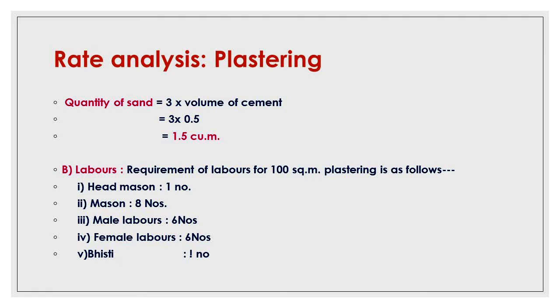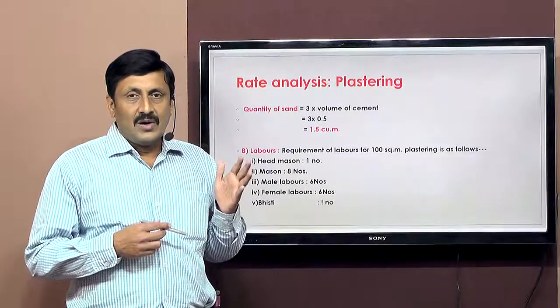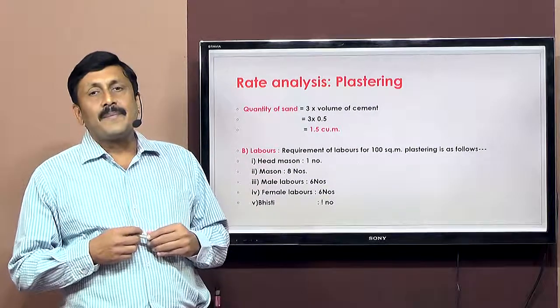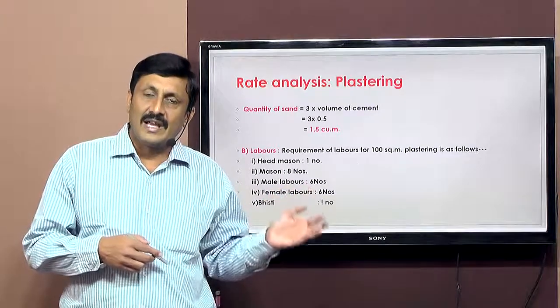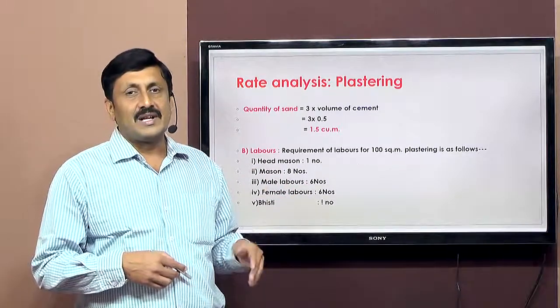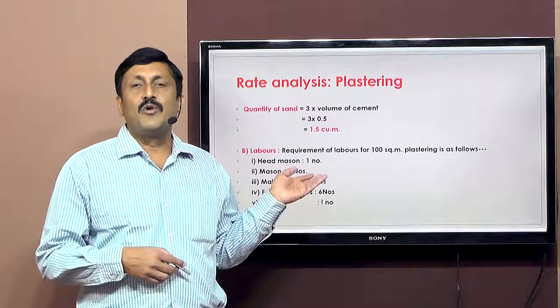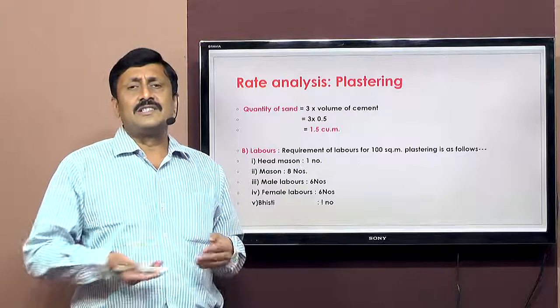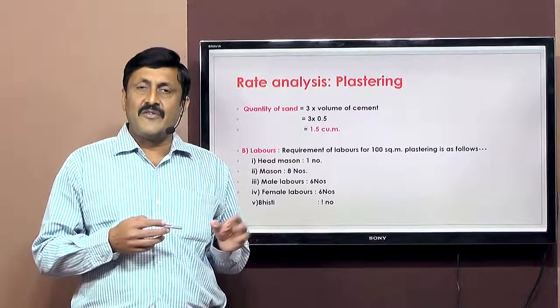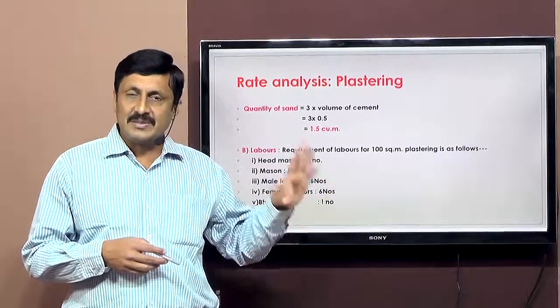So the quantity of sand will be equal to 1.5 cubic meters. We have finished with the quantity of materials which are required for this cement plastering. We calculated cement as 15 bags and the quantity of sand as 1.5 cubic meters. So the next part of rate analysis is B part, that is labors. We are finished with the quantity of A part, that is materials.